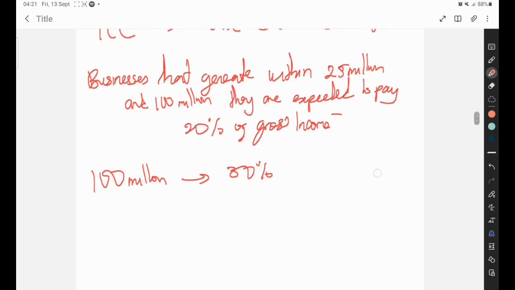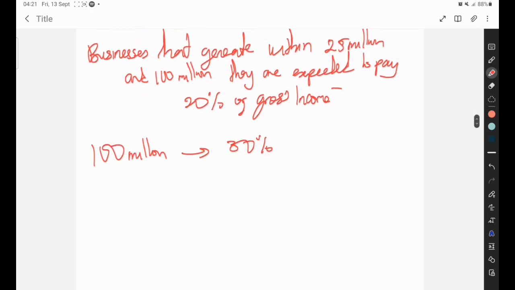Now, how about businesses that generate less? Businesses that generate less are not charged for CIT. So, what they pay is minimum tax, and the minimum tax is 0.5% of gross turnover.